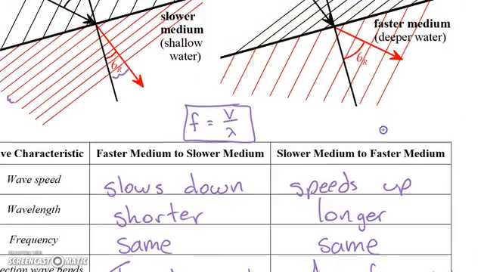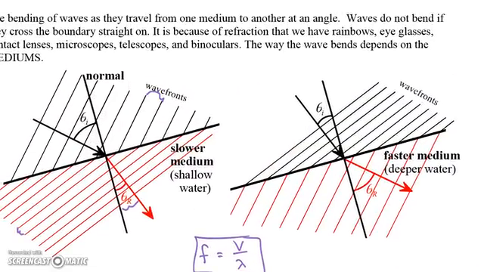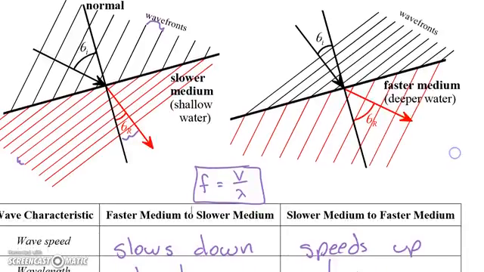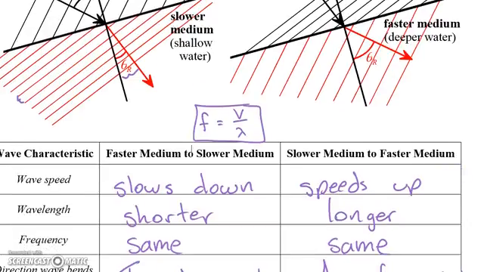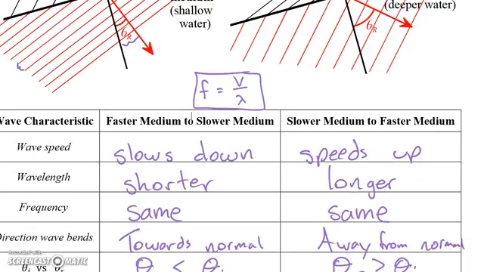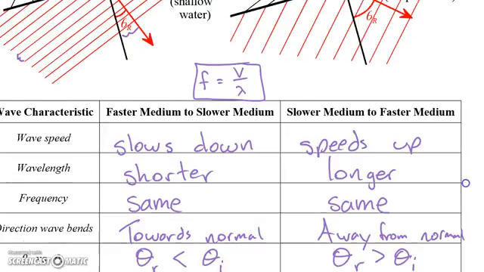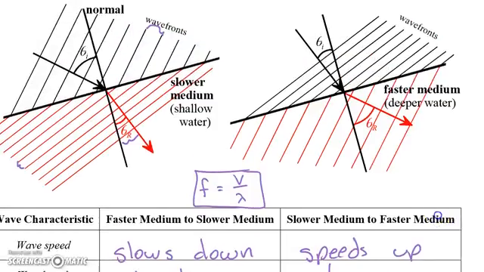But then we can also think of the reverse being true. So in terms of going from a slower medium to a faster medium, everything is essentially the opposite. So being a faster medium, the wave speeds up. So this is like being in the water looking outside towards the air. And so the wave speeds up and the wavelength gets longer, and the frequency again stays the same because the ratio of those two will be the same, and the direction of the wave will bend away from the normal, resulting in a larger angle of refraction compared to the angle of incidence.